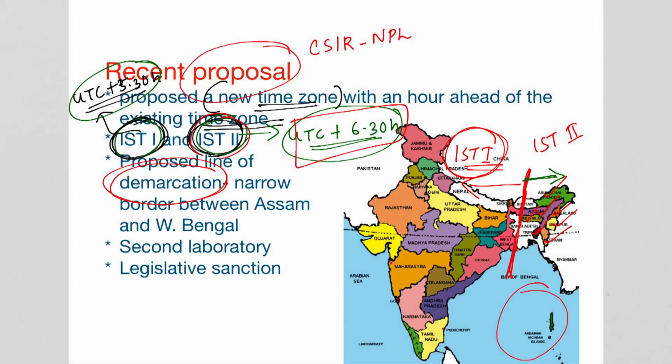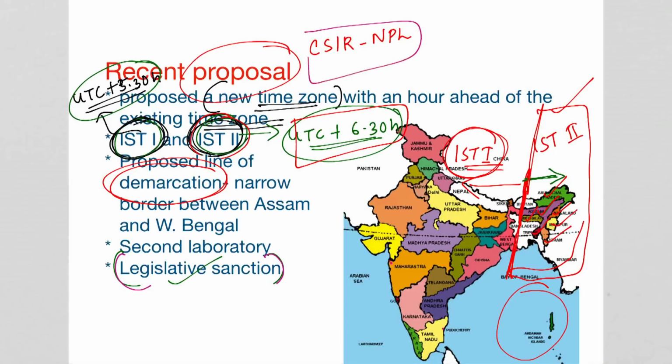And to make this idea of two time zones work, the CSIR NPL will need a second lab in the new time zone. That is, in the new time zone area, the CSIR NPL will need a second laboratory, and the CSIR NPL has confirmed that they have the technical expertise to duplicate its existing facility in the second zone. But what is the problem? Legislative sanction is required. So in order to create a second time zone for India, what more is required is a legislative sanction. Now the CSIR NPL has made the proposal, and it has also highlighted the necessity for a second time zone. It has also confirmed that they have the technical expertise to create a second laboratory in the second time zone. So what more is required is legislative sanction.